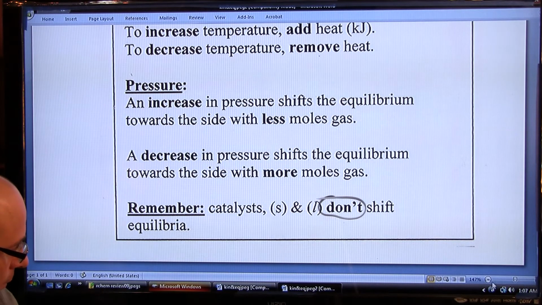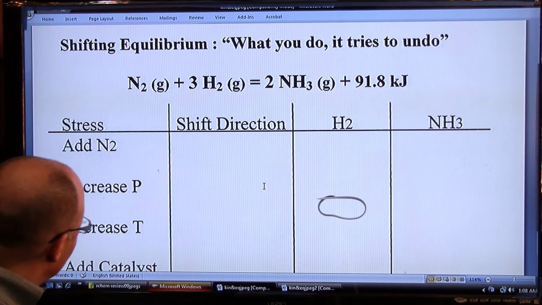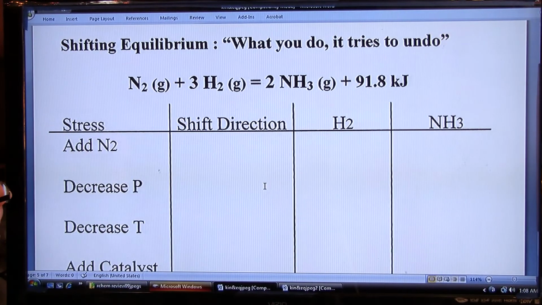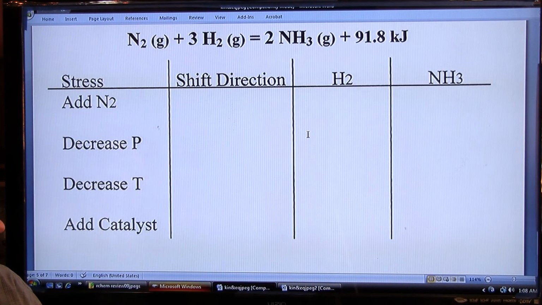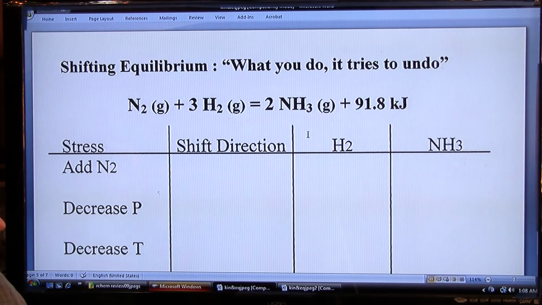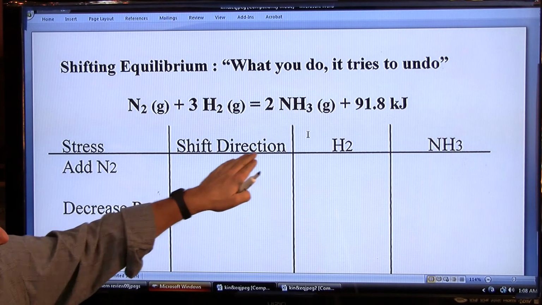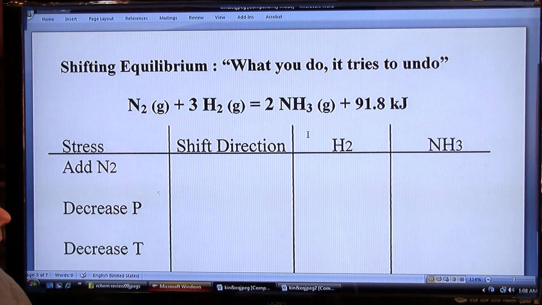Now let's go to some examples of shifting that I have for you here. That's a pretty big grid there. Again, the principle: what you do, that will be the stress, it tries to undo, and that will be the shift direction and the results on the concentrations.